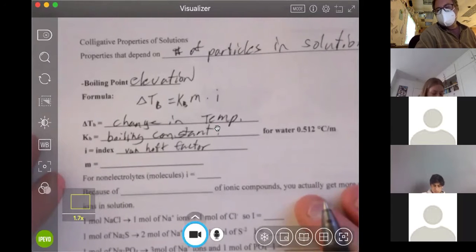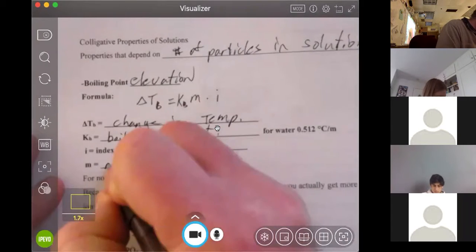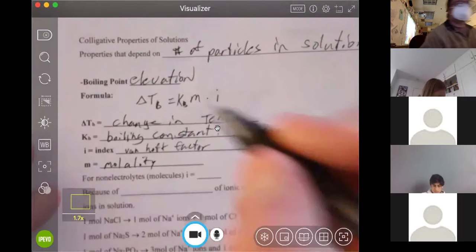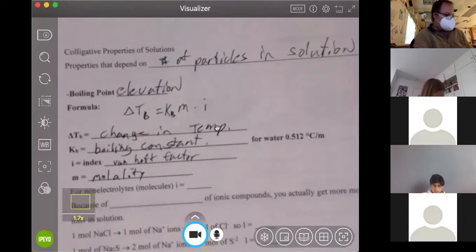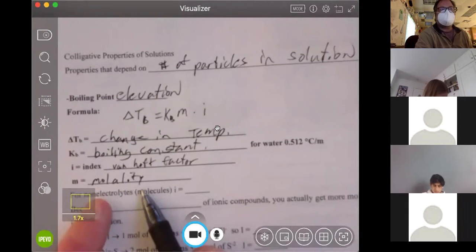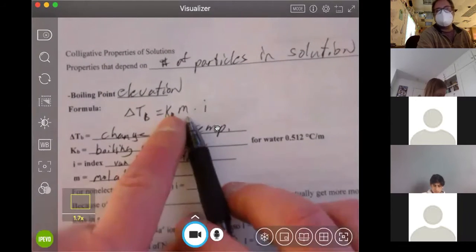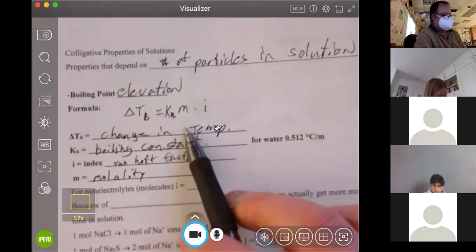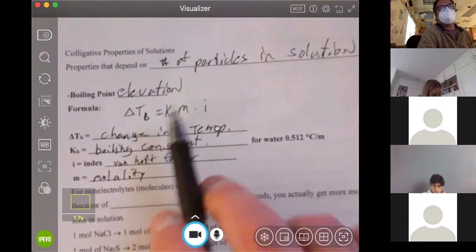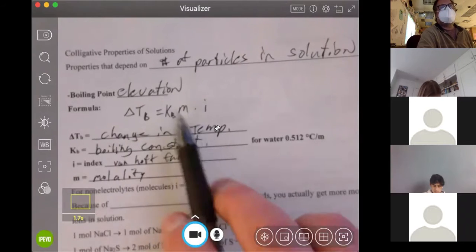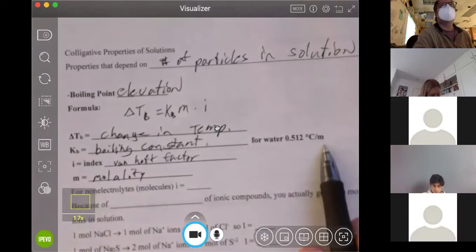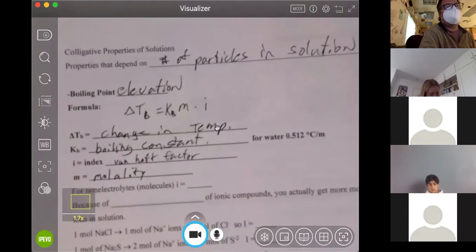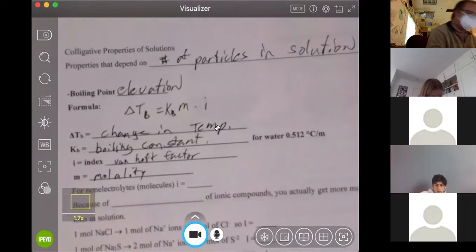And this is the molality. This is one of the reasons why we teach you to go from molarity to molality and all of that. Because this just so happens to be based on the molality. Scientifically speaking, if you had the molarity here, it would not work. So if you want to find the change in boiling temperature, you need to know the concentration in molality. The constant for water is 0.512 degrees Celsius per molal. And the Van't Hoff index factor for non-electrolytes is 1.